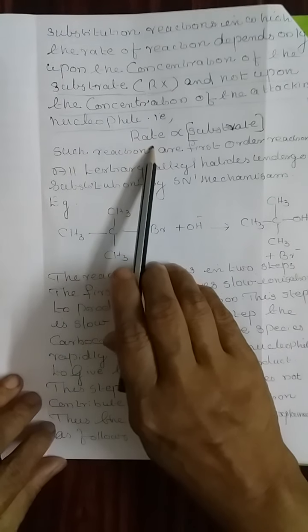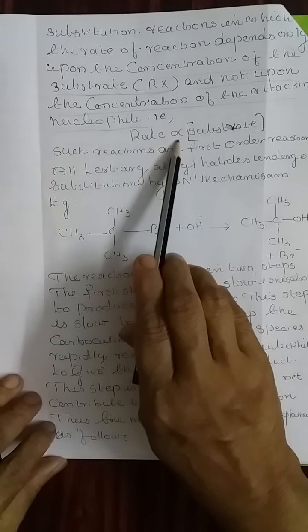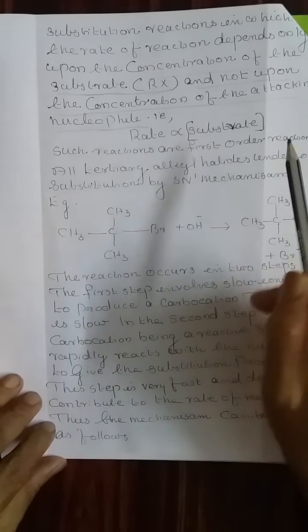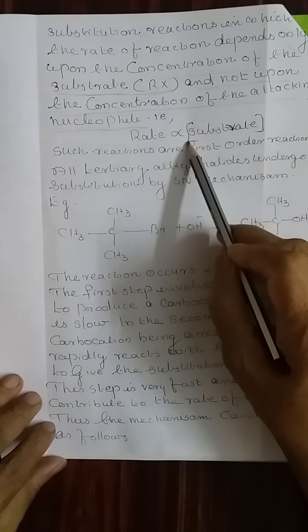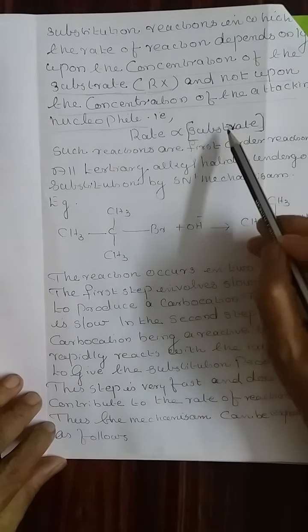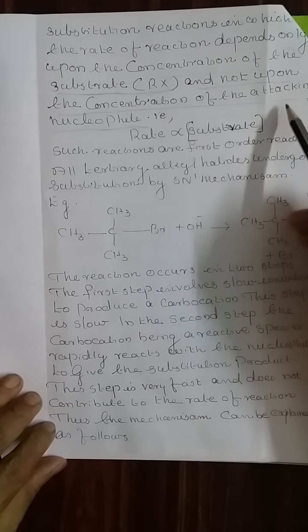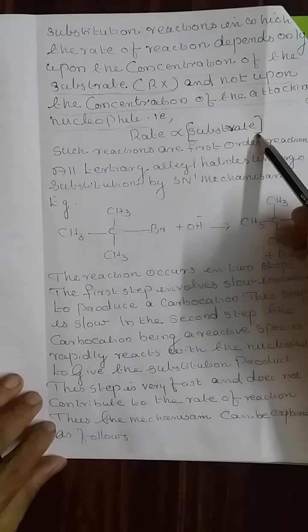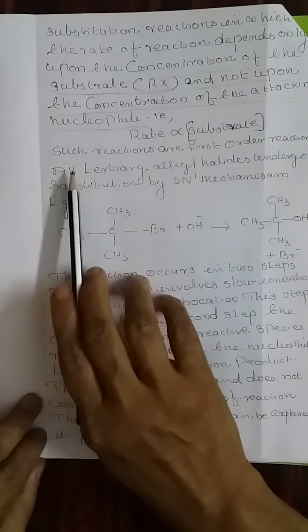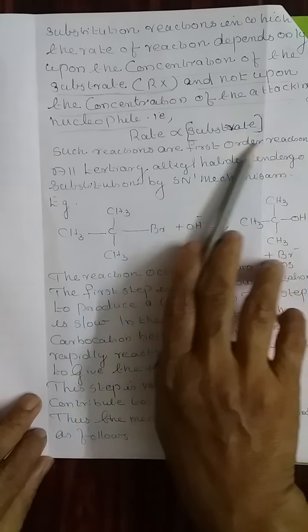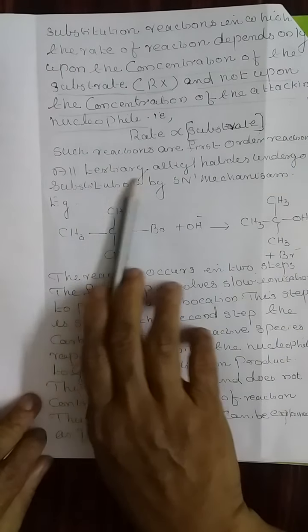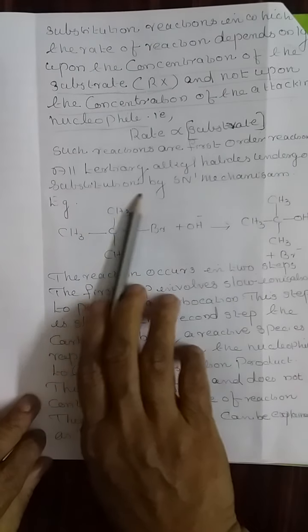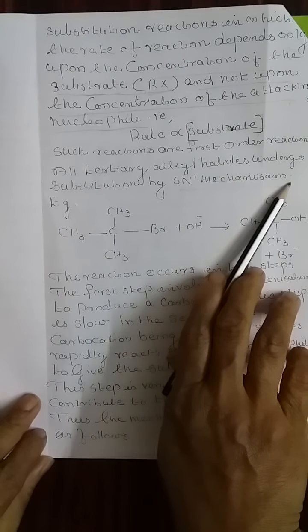Therefore, it can be represented as rate is directly proportional to the concentration. For concentration, you have to put a square bracket like this. This portion comes in chemical kinetics. You will study more details at that time. Such reactions are first order reactions. All tertiary halides undergo substitution by the SN1 mechanism.